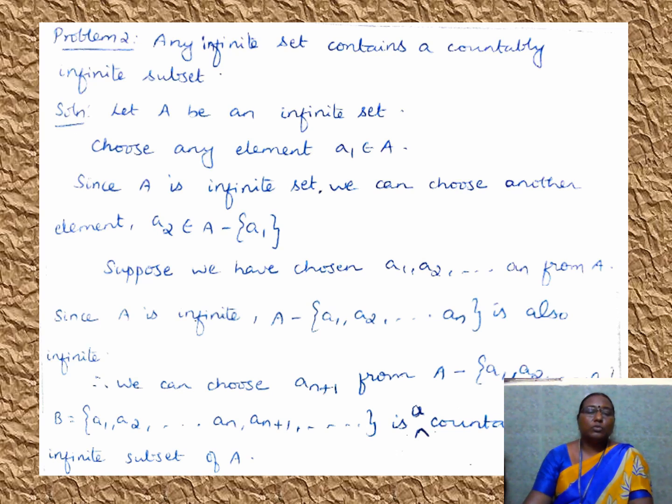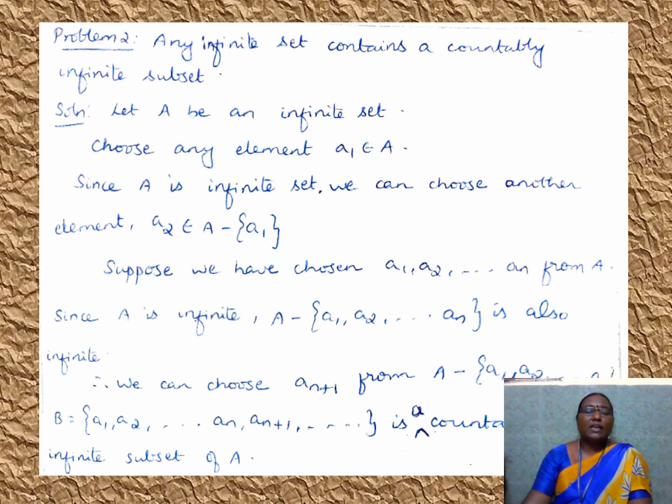What I have to do? I have to find a countably infinite subset B and I have to prove that this B is a subset of A. So for that I am taking the first element a1 belongs to A. Since A is infinite, it has so many elements. So I can find one more element a2 in A which is not equal to the previous element a1. So since A is infinite, we can choose another element a2 belongs to A minus singleton a1. Proceeding like this, we can select the next elements a3, a4, etc.